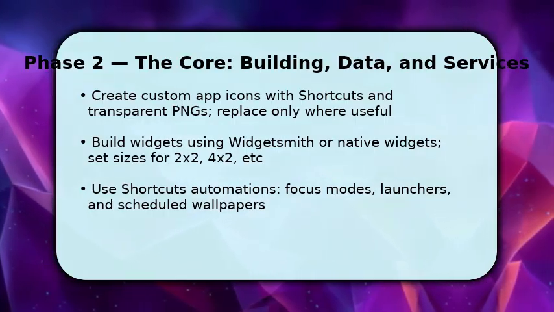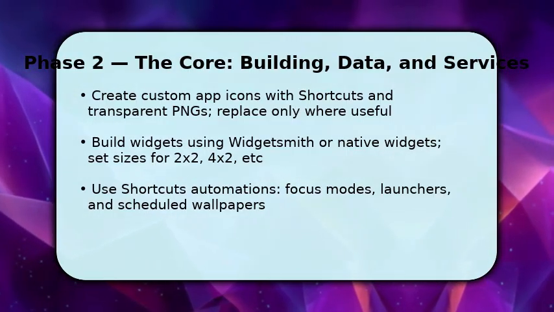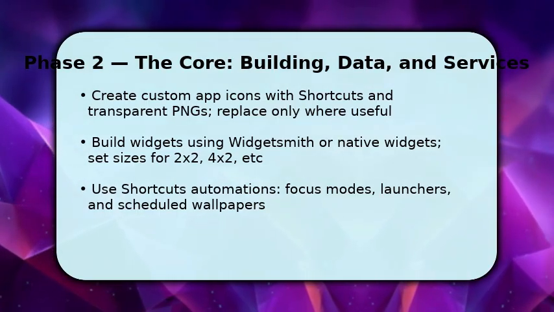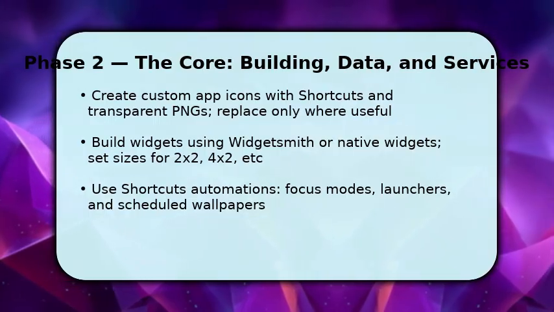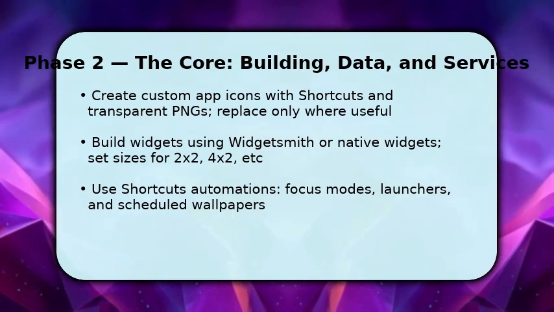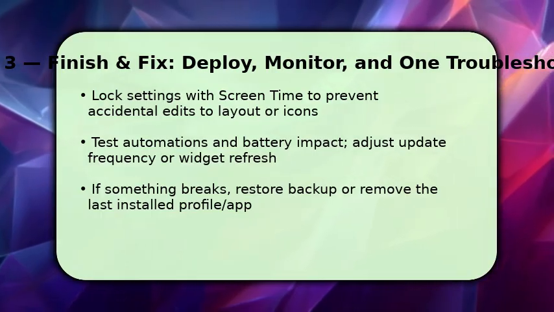Once widgets and icons are placed, set up automations. Tie a focus mode to a home screen layout, schedule wallpapers to change by time or location, and create a launcher shortcut for multi-step tasks. These finish by polishing visuals. Align icon spacing, trim widget text, and ensure readability under light and dark modes.